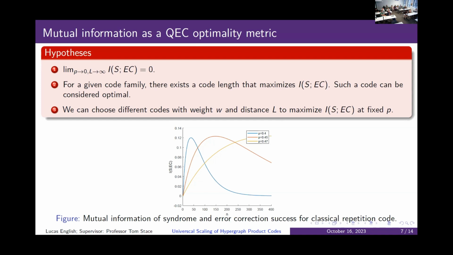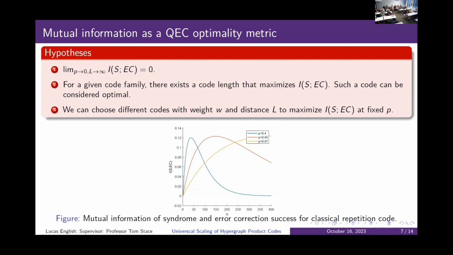And the second hypothesis is that for a given code family, there's a code length that maximizes that mutual information. And we can consider such a code optimal. So this graph here is just a classical repetition code, where we represent a logical 0 as just a string of zeros, 0, 0, 0, 0, and a logical 1 as a string of 1s, 1, 1, 1, 1. And you can see that as we scale that code up, where n is just the number of bits that we're encoding our code words as, the mutual information of syndrome and error correction first increases, and then it decreases and eventually goes to 0.